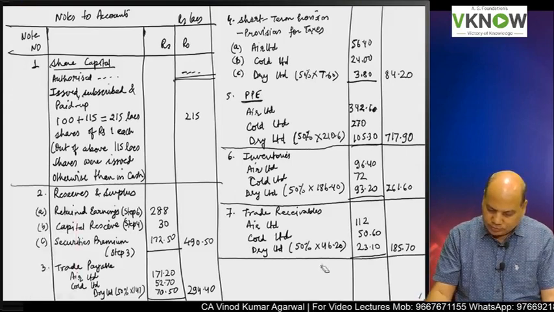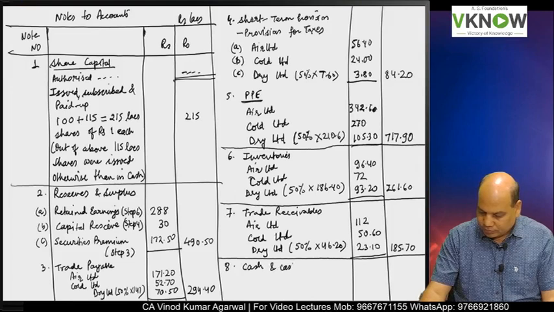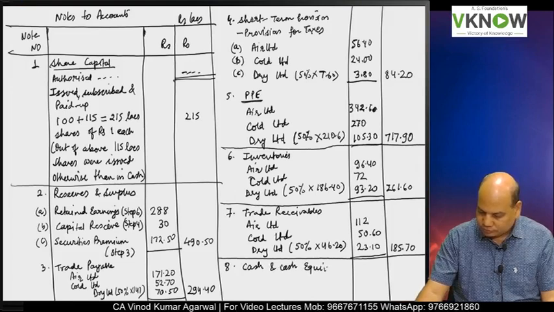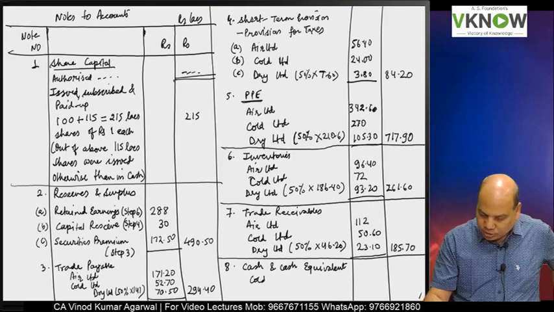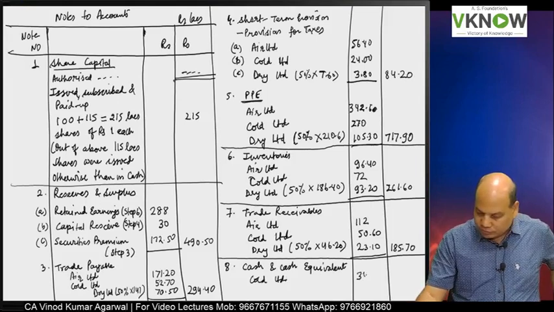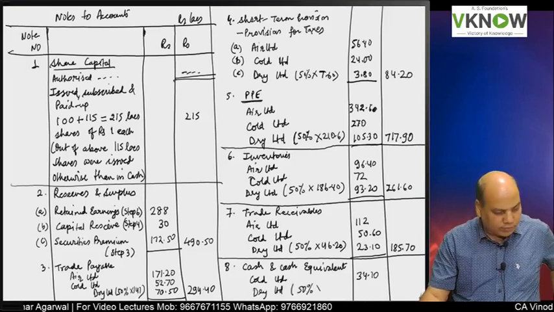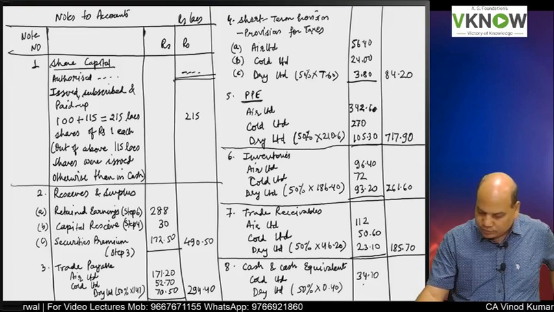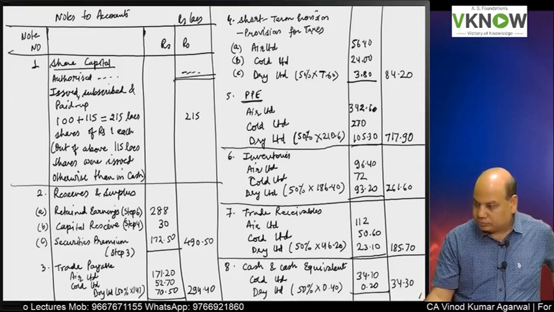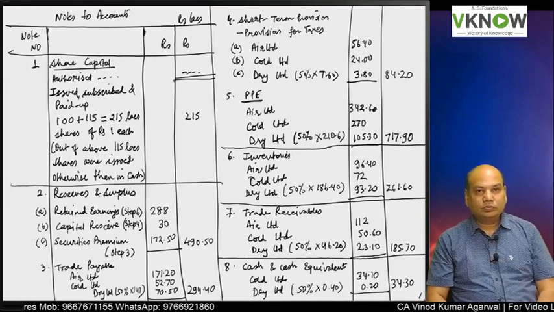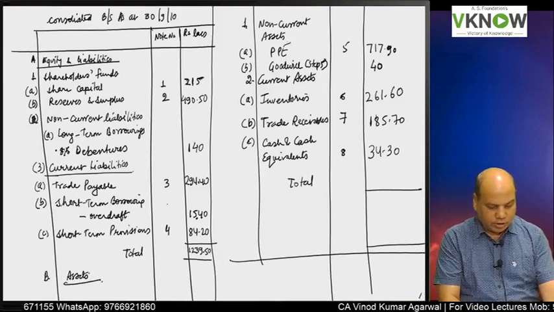And the last note is note number 8, cash and cash equivalent. Under that we have only two companies, Cold Limited full 34.10, Dry Limited half, 50% of 0.40, 0.20, so that is 34.30. 34.30.